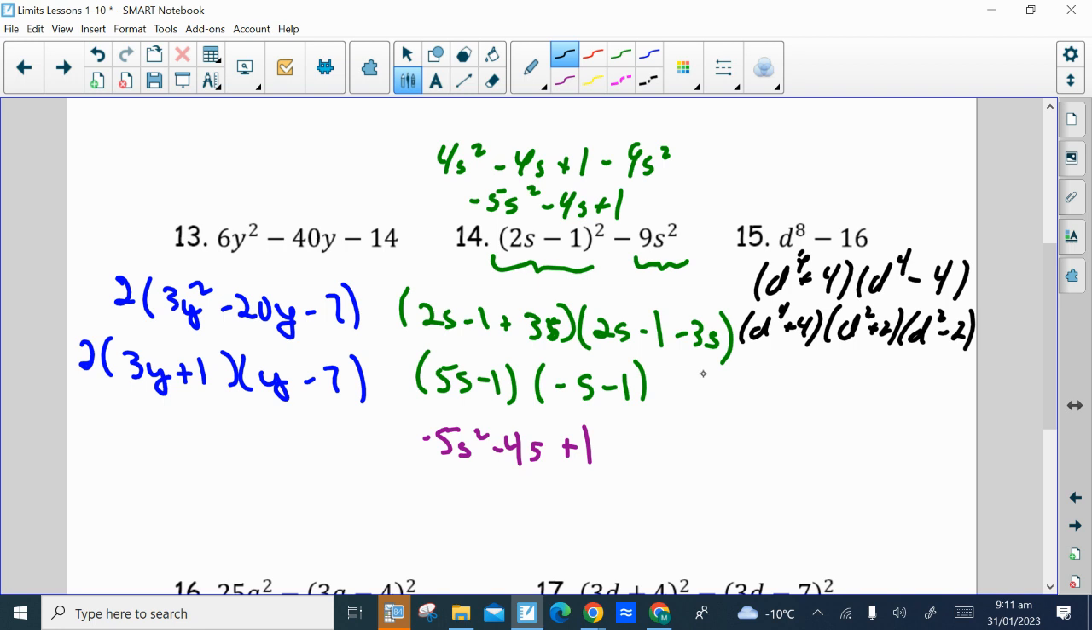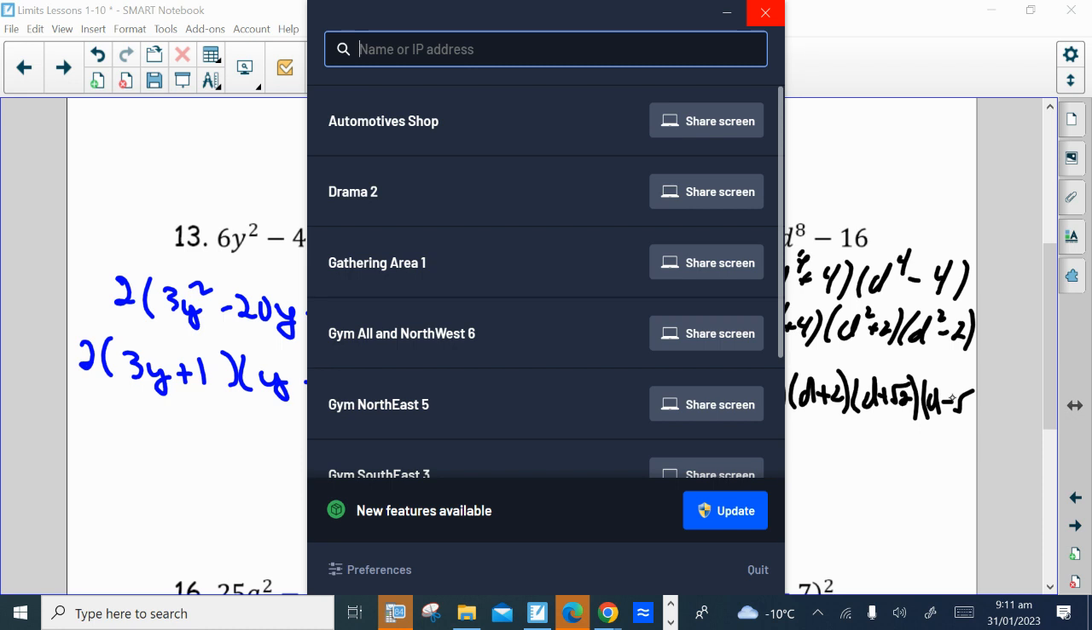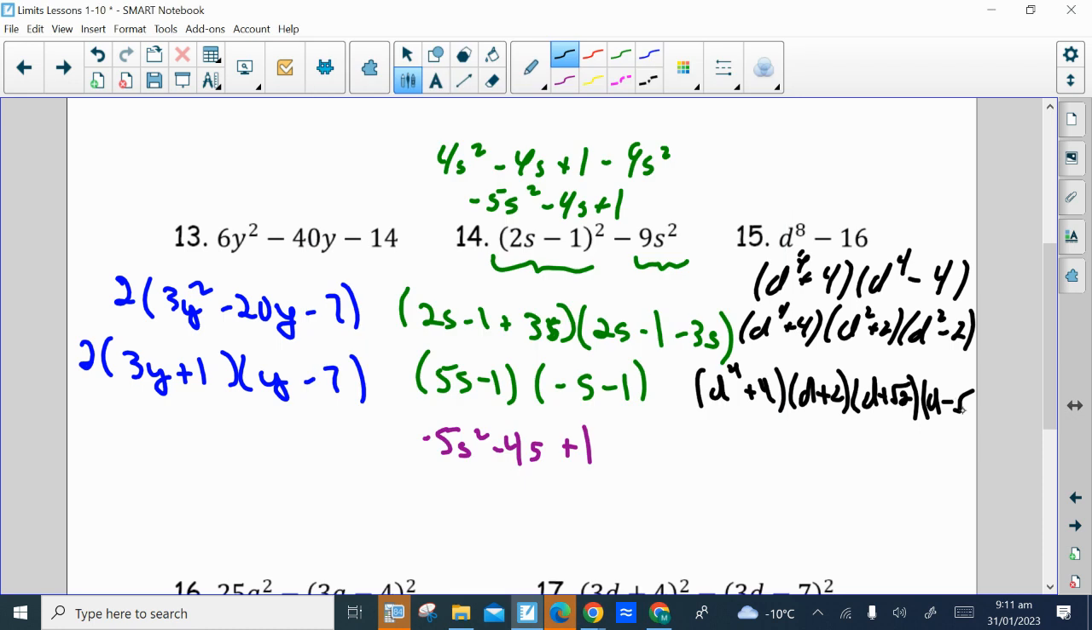And then, like we saw earlier, that d squared minus 2, we can factor it one more time. It would be d plus root 2, d minus root 2. And there's the factors.